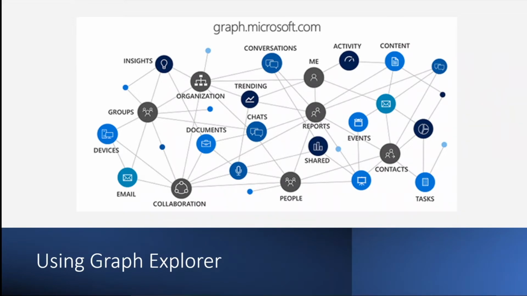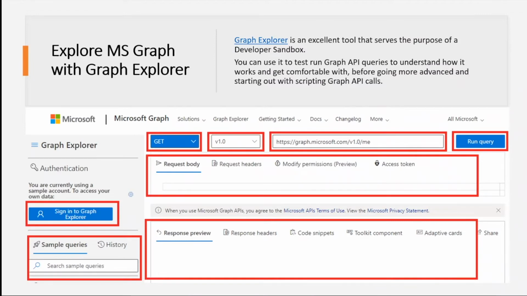So now let's start talking about how to work with the Graph. So this is how the portal looks like. So you have a sign in button where you need to sign in. Then this is where you choose your HTTP methods. I will give you a show of the portal as well, but this is for a quick identification. This point 3 is where you define the version. So Graph API has two versions, version 1 and beta.